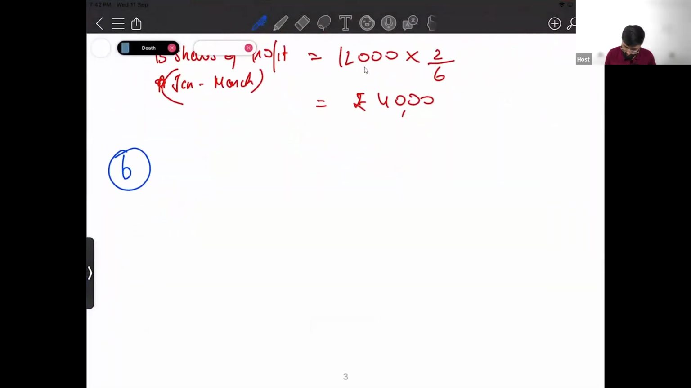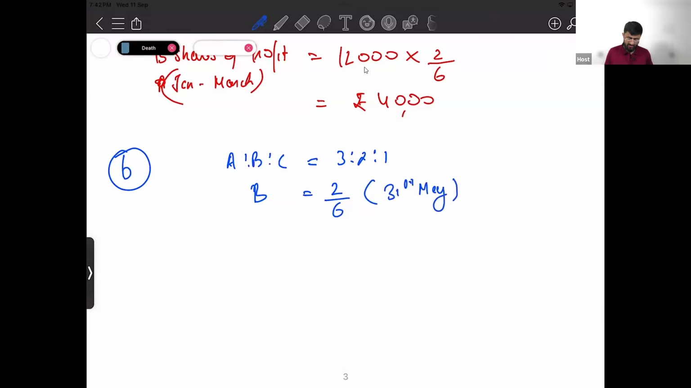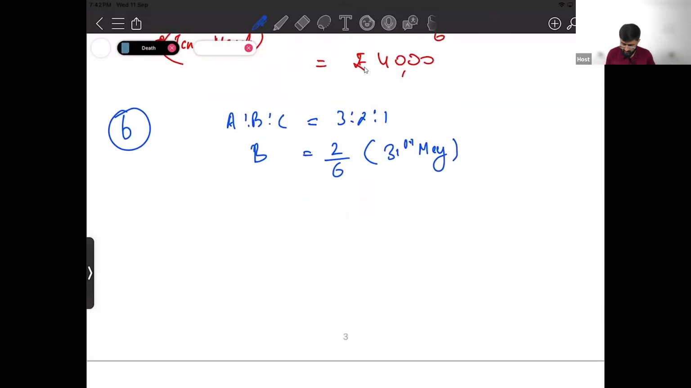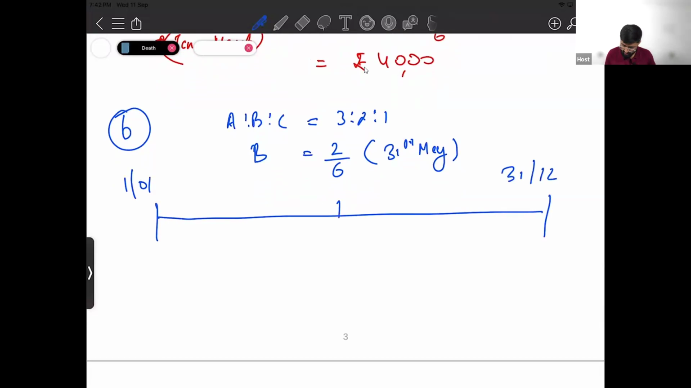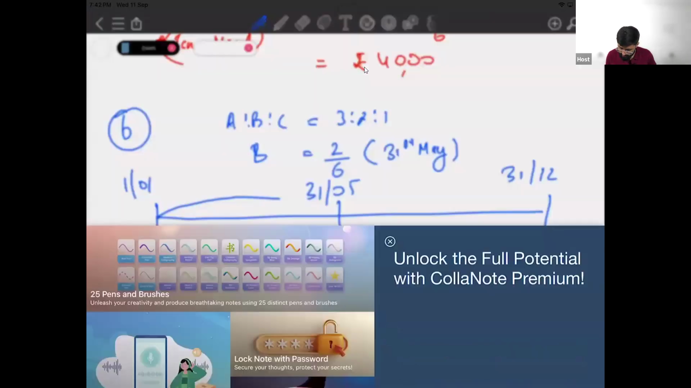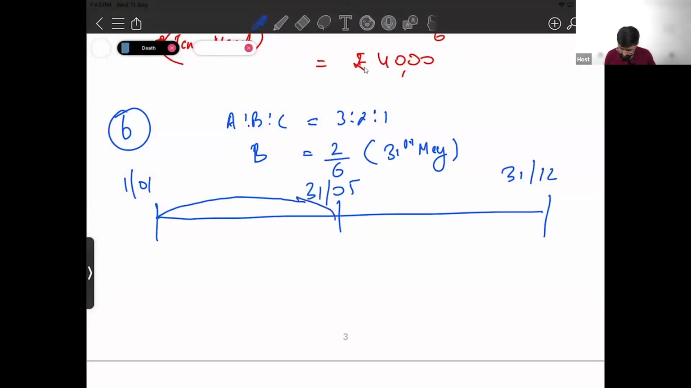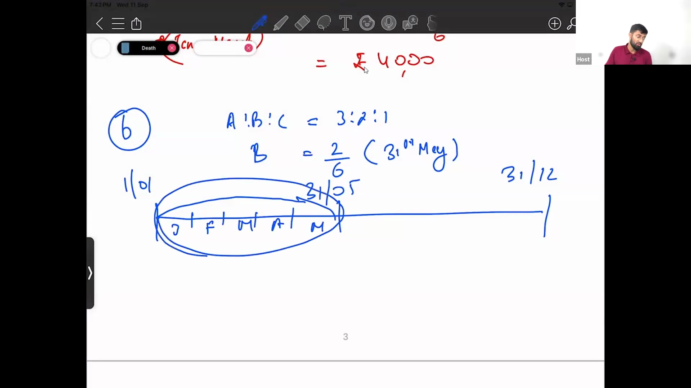Okay, so now let's see B. A, B, and C, the ratio is 3:2:1. B dies on 31st May. Again, January 1 it will end on 31st December and he died on 31st May. January, February, March, April, May, 5 months. The current period is 5 months.